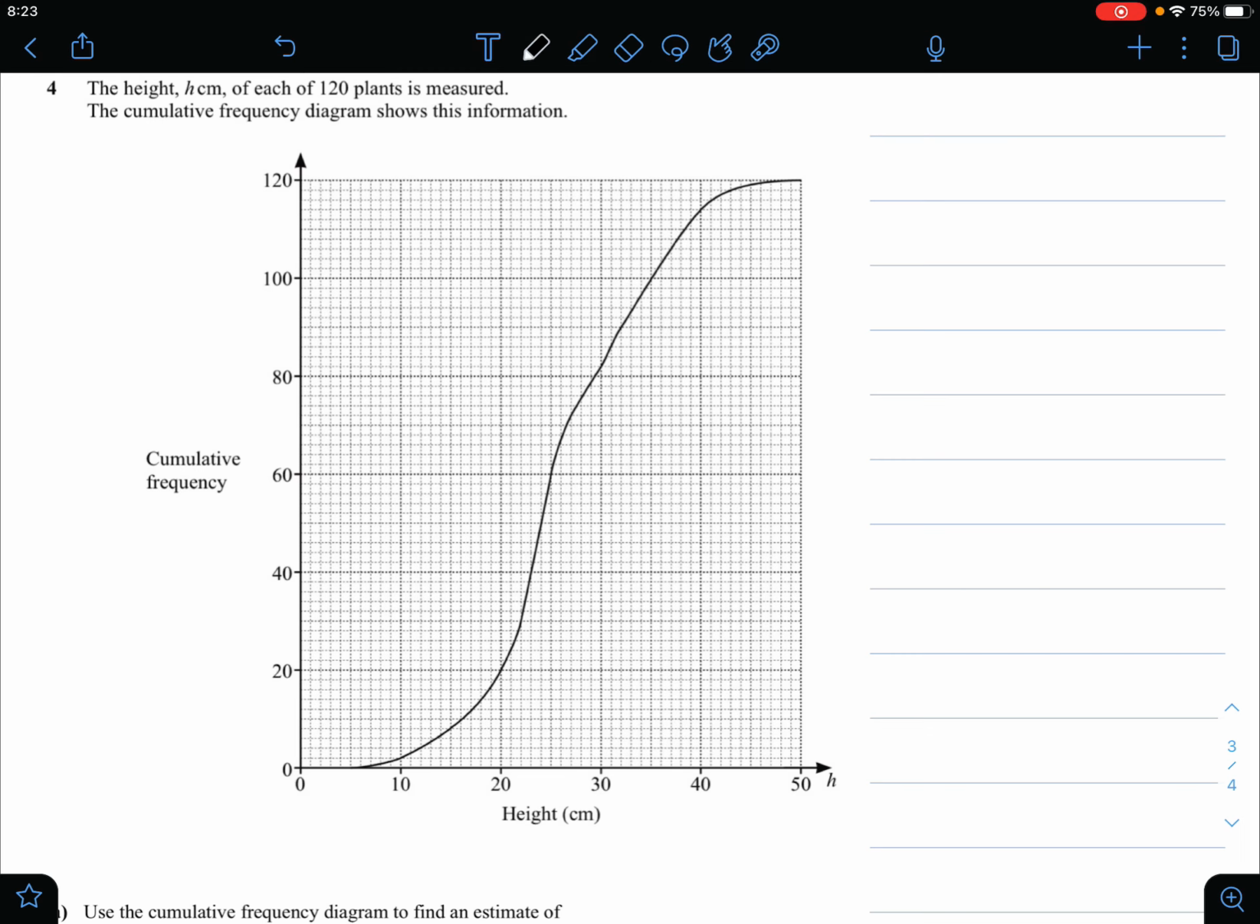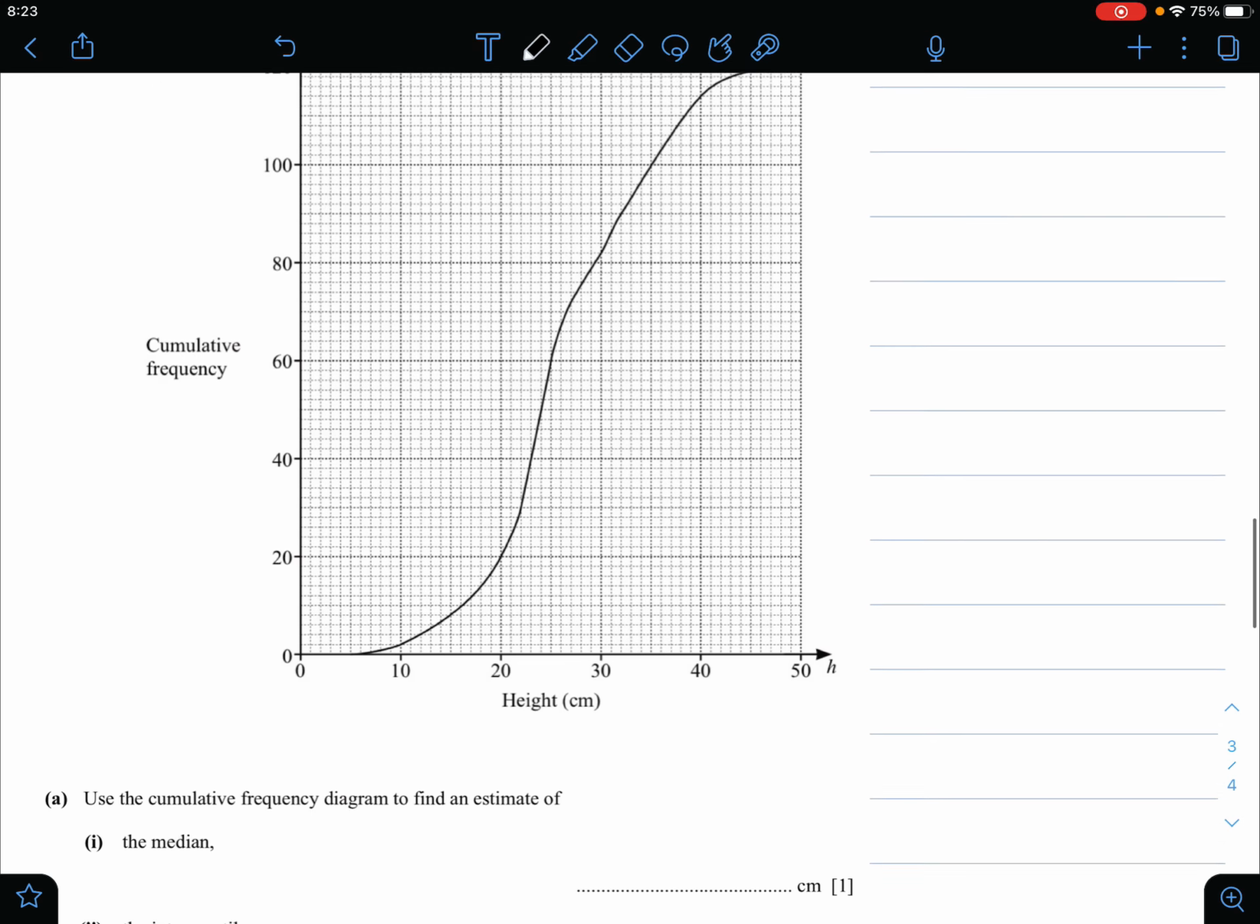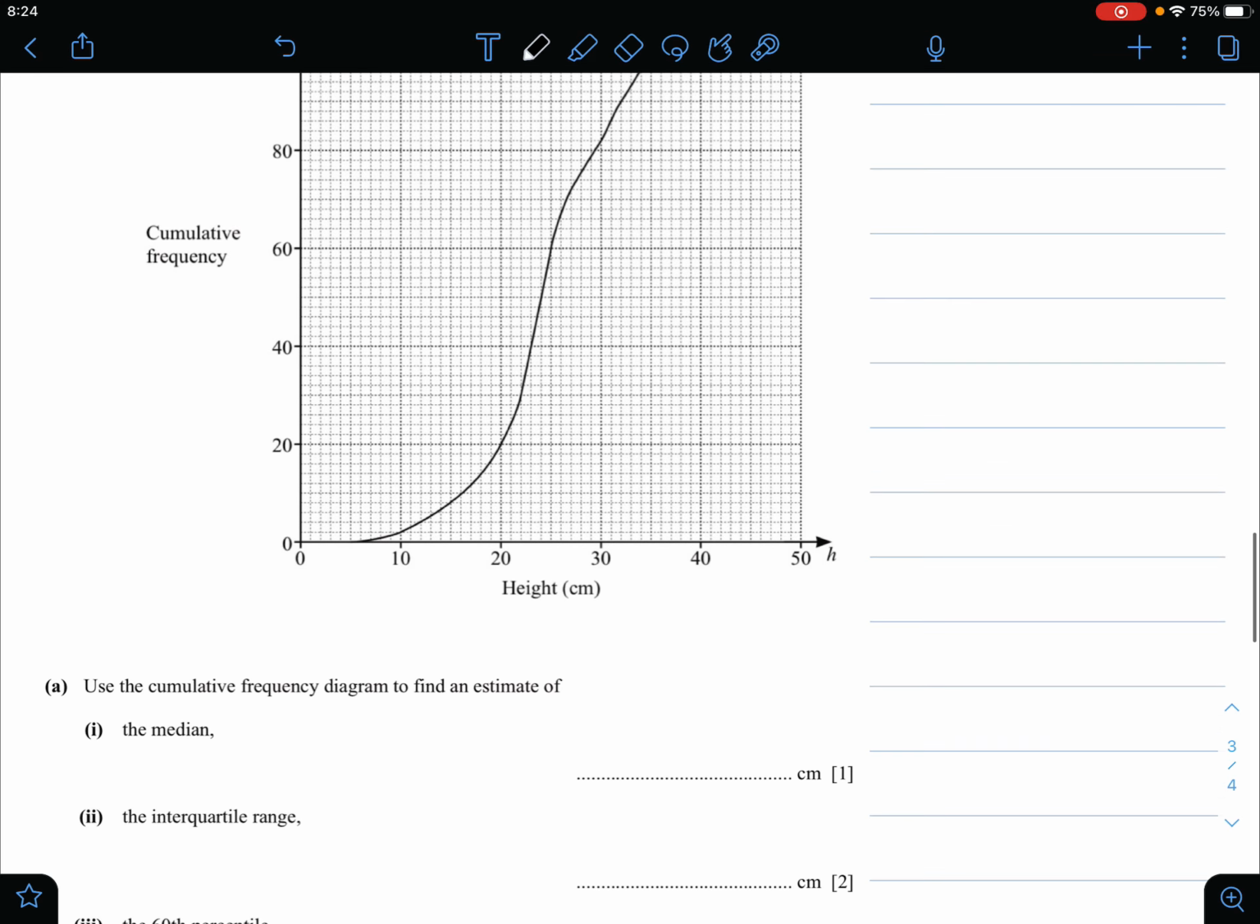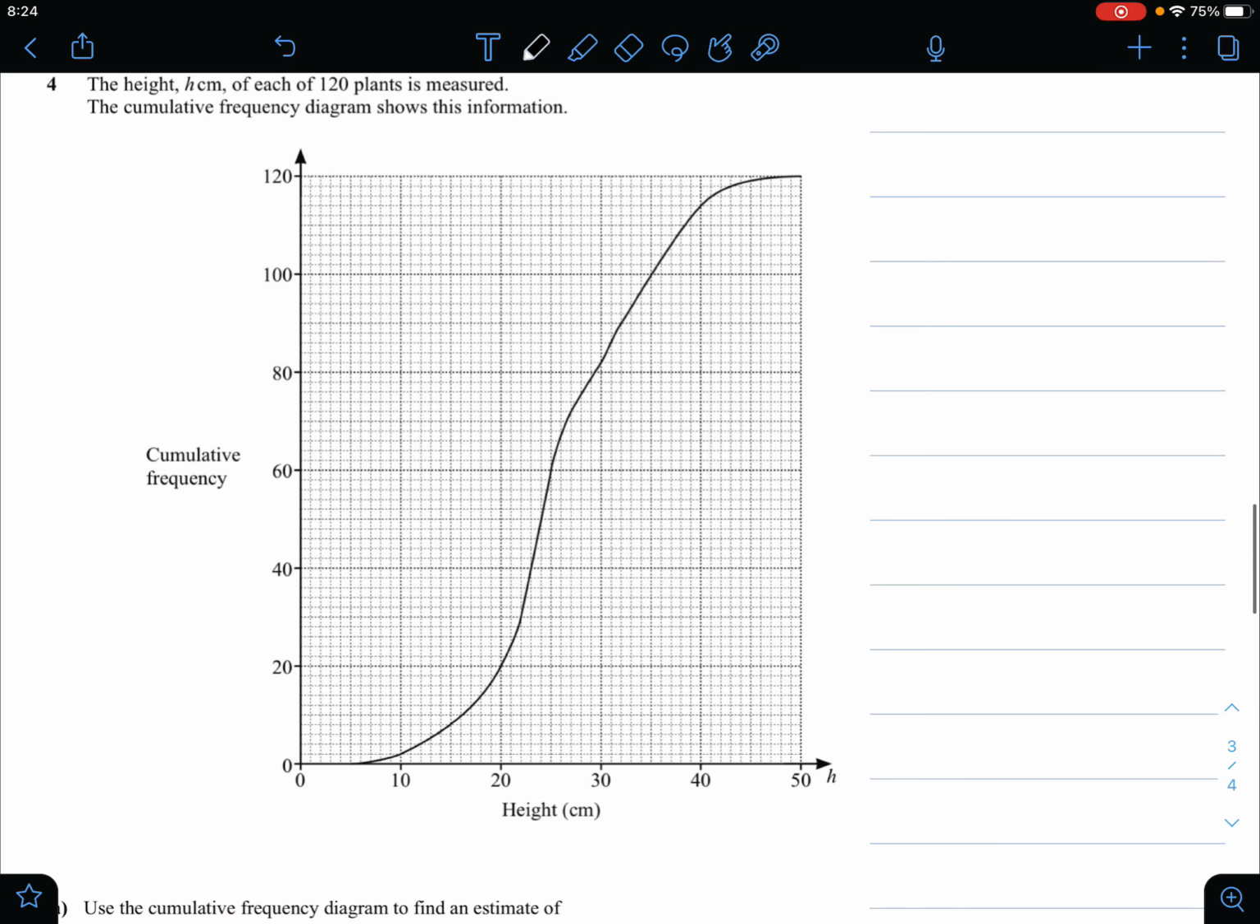Welcome to ANS Solver question 4 of this paper. For part A, they are asking us to use the cumulative frequency diagram to find an estimate of each of the following. The first one is median. Now median would be the half of the cumulative frequency and the total of the cumulative frequency would be 120. So half of it would be 60.